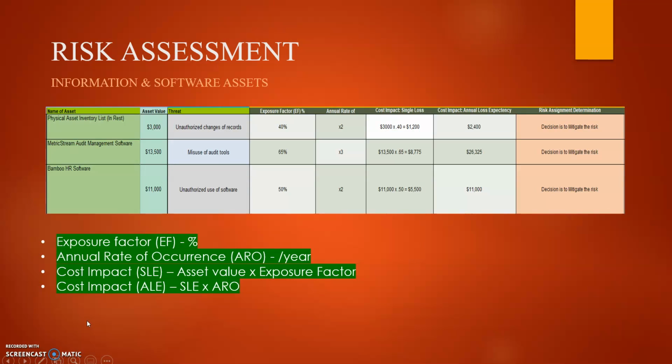Now we are looking at the risk assessment of all of those assets identified. At first, there are some information and software assets being identified. There are the exposure factor, the annual rate of occurrence, and other calculations for those particular assets. Exposure factor is basically the subjective potential percentage of loss to a specific asset if a threat is realized. So as we can see, for the physical asset inventory list, the exposure factor is 40% and the annual rate of occurrence is 2 times. And there are also other calculations regarding the cost impact of those assets. For audit management software and Bamboo Azure software, they have an exposure factor of 65% and 50% respectively.